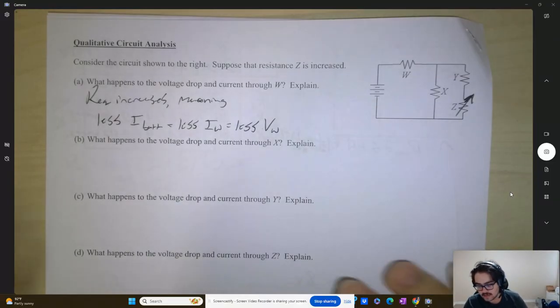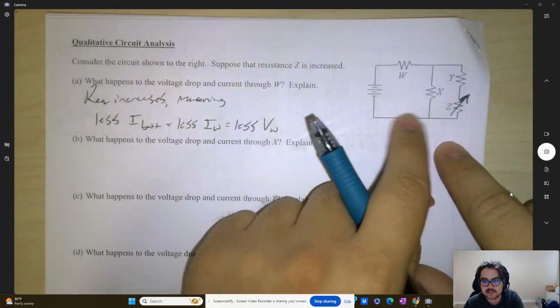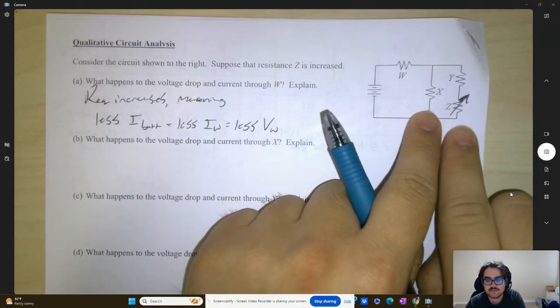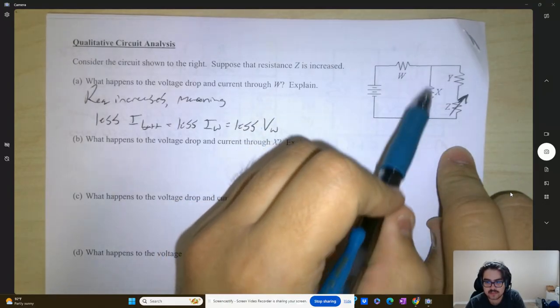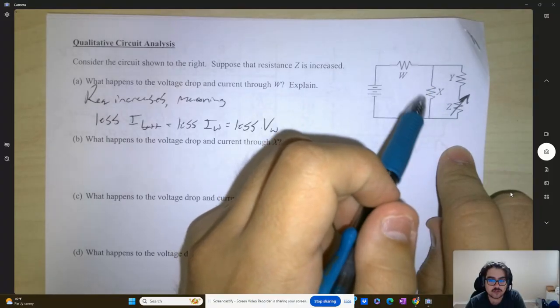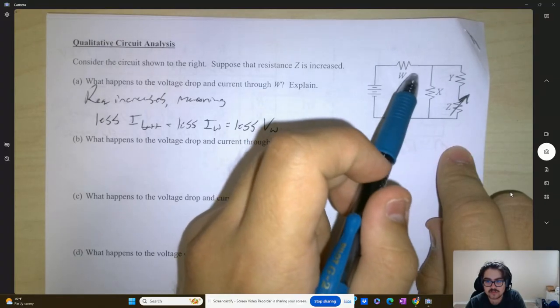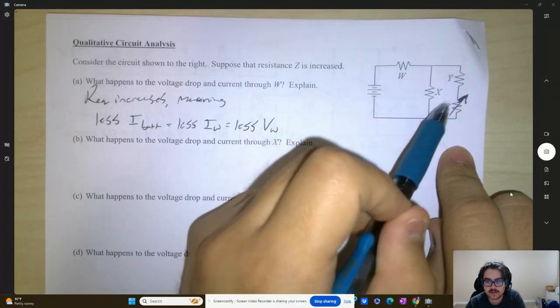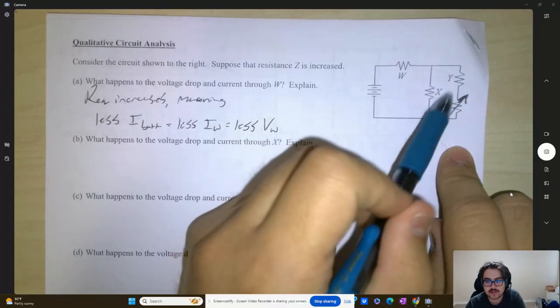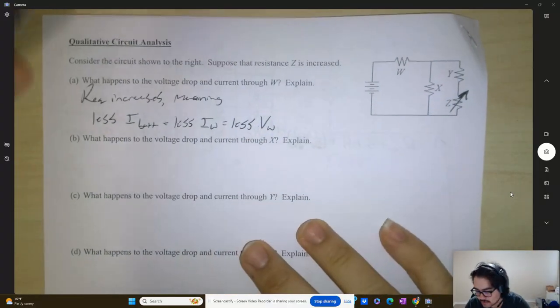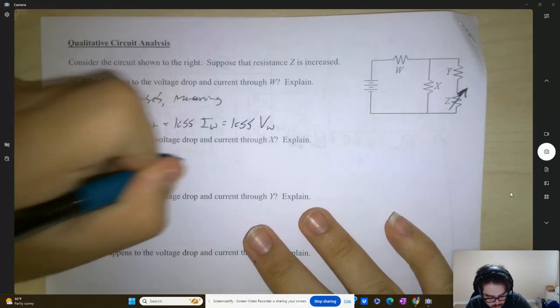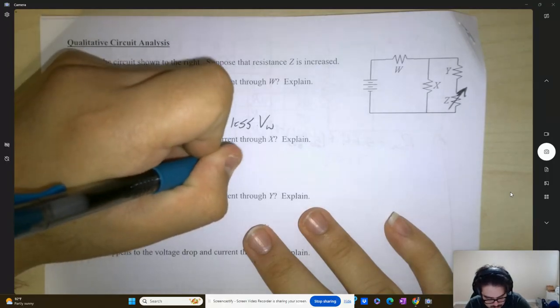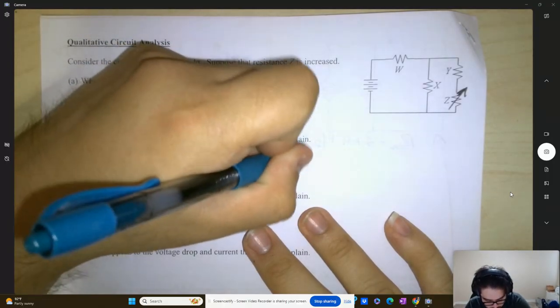Okay. What about X? Well, if you take a look, X is parallel to the YZ branch. If you increase the resistance of Z, you're increasing the total resistance of that YZ branch, so more charges are going to want to go to X. They'll go here and either go to YZ or go to X. More charges are going to go to X because there's less resistance there. They want to take the path of least resistance. So more charges go to X instead of the YZ branch.